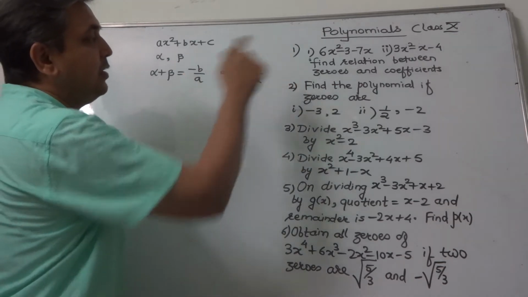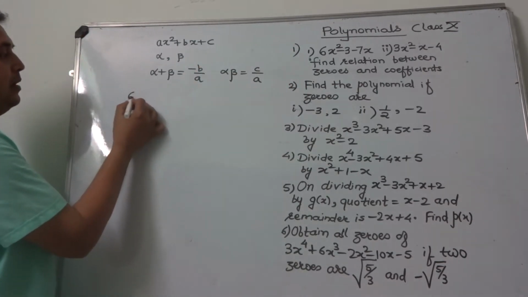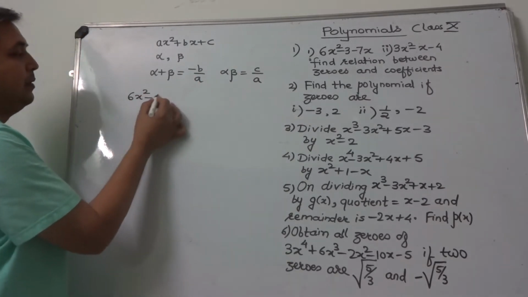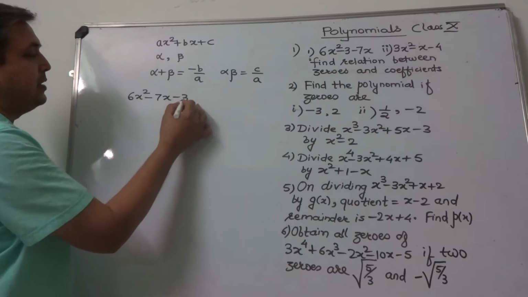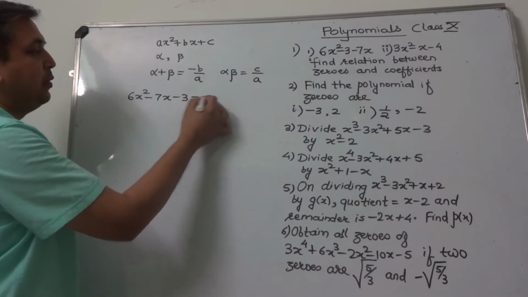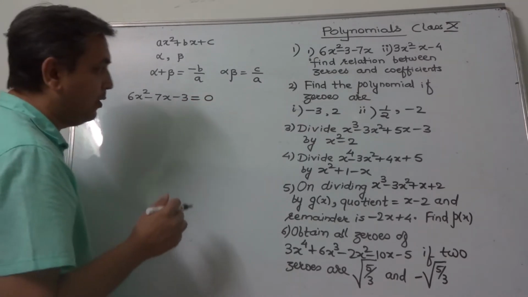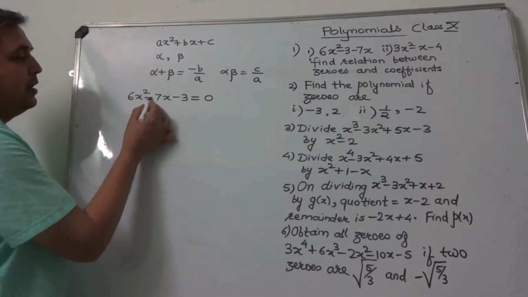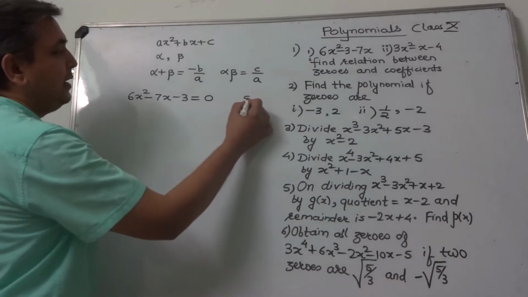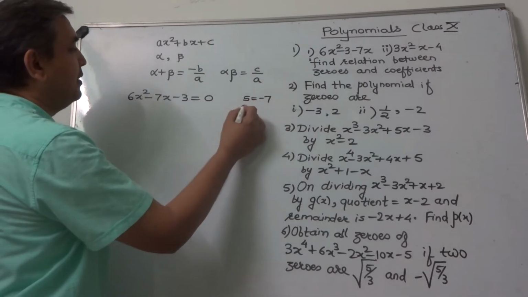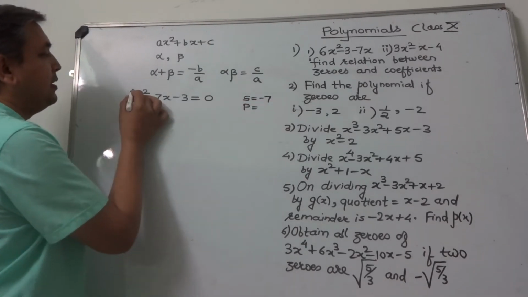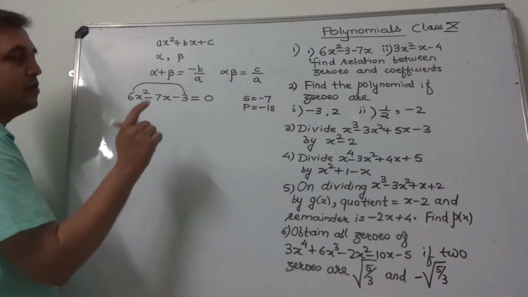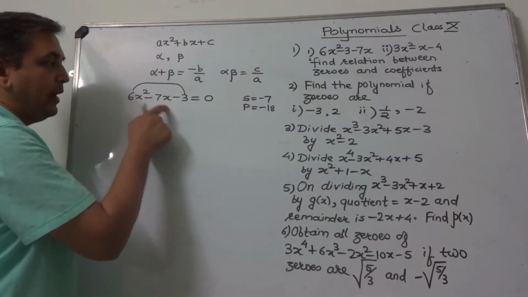Now let us find zeros of the first polynomial. 6x square, we arrange it in the standard form, minus 7x minus 3. We write this equal to 0 to get the zeros of the polynomial. We factorize this. Now middle term is minus 7. We write sum is equal to minus 7 and the product should be 6 into minus 3 is minus 18. So we have to find two factors.